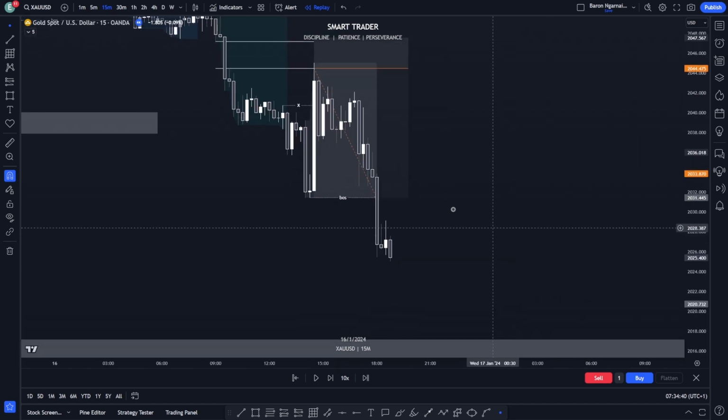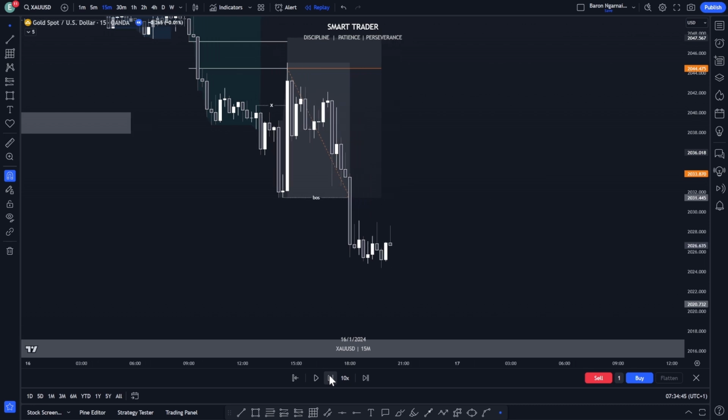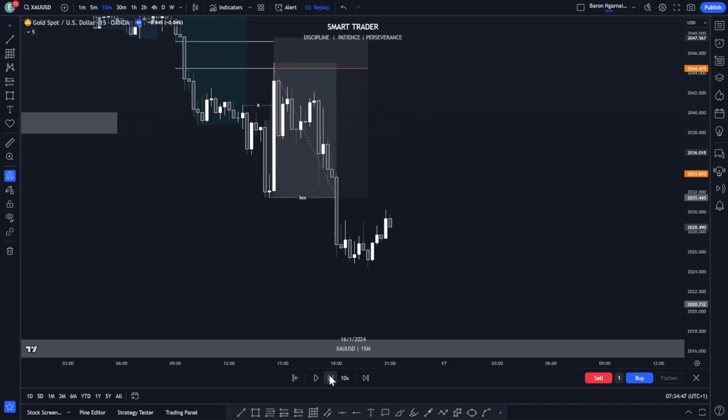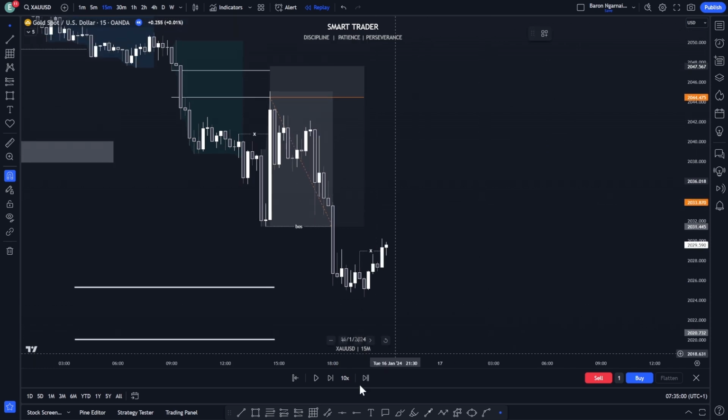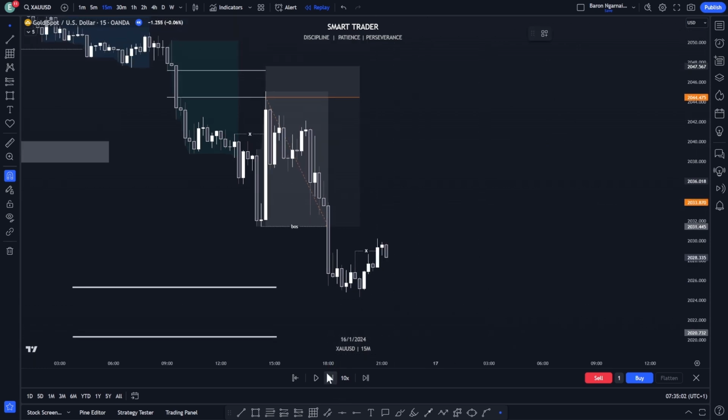So now let's wait for the market and see if the market will create another structures in terms of internal structure. Okay, we see here that the market has taken out this inducement. After breaking this structure, the market has taken out this inducement here. Okay, and the market is pushing higher. So let's see what the market will do.